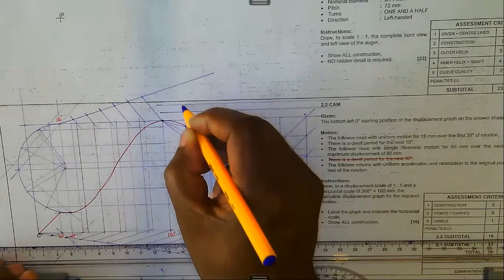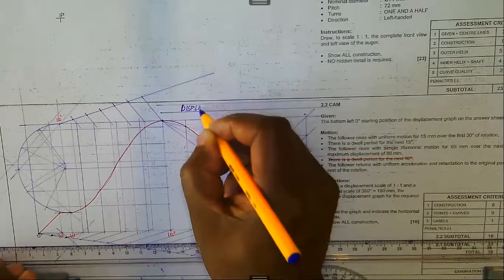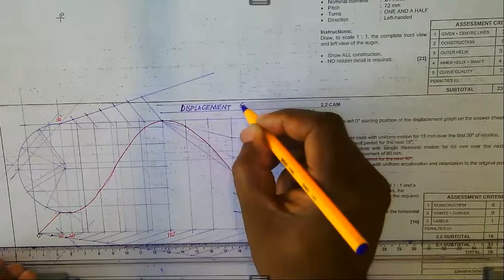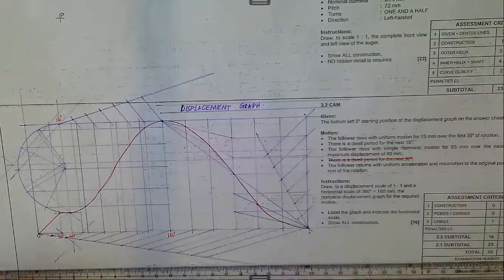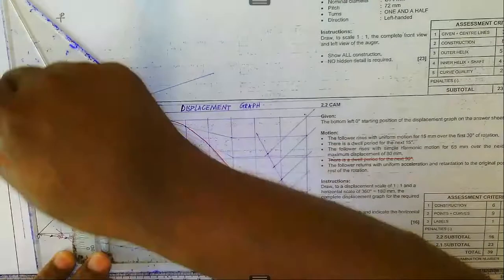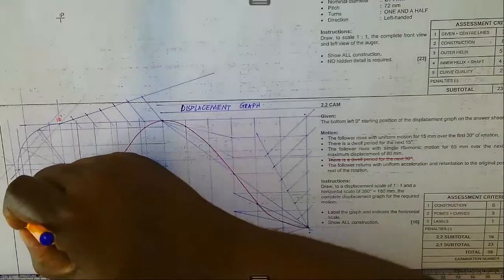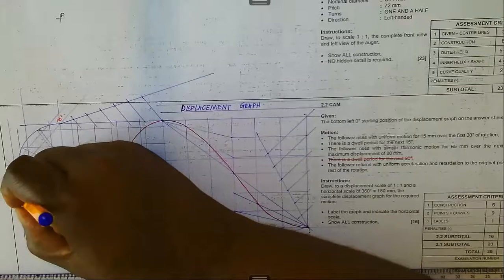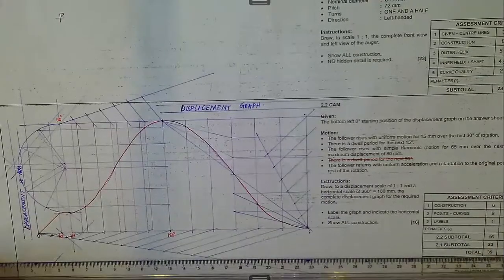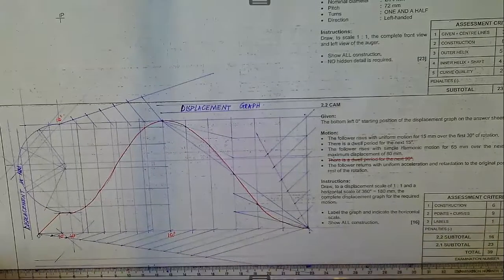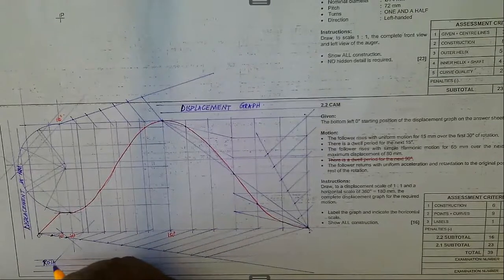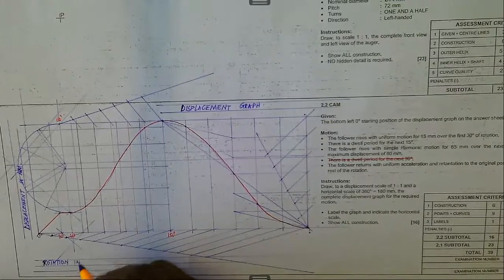is to label the displacement graph. And you can also write here displacement in millimeters, like that. And at the bottom, rotation in degrees.